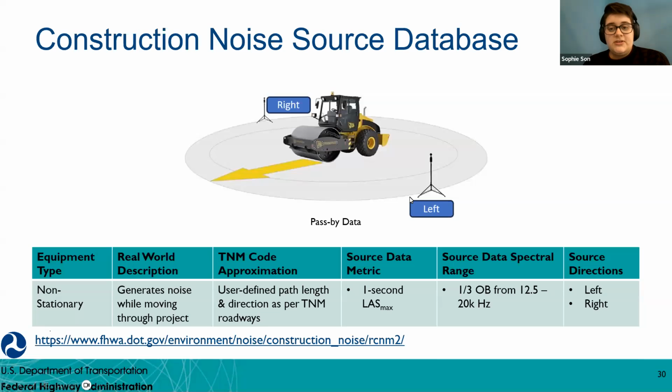The data that are measured for each side are in LAS max units, in that expanded spectral range I mentioned before, third octave bands from 12.5 hertz to 20,000 hertz. And you can define this path of travel with as many segments as you need to in TNM, just like you can with roadway objects.